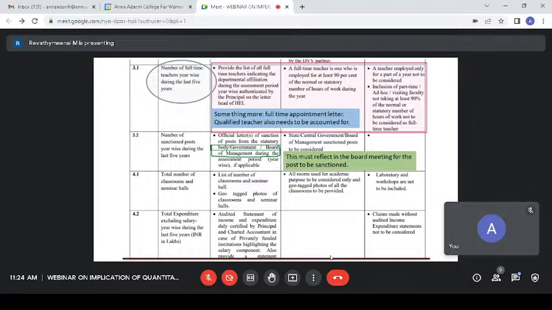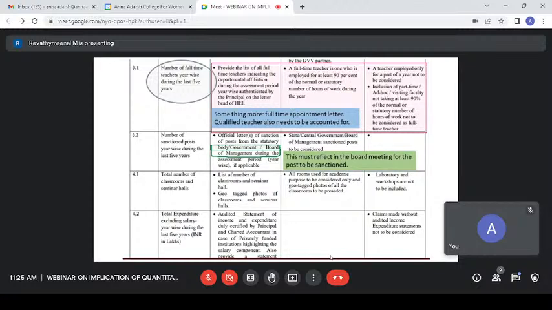It sees the full-time appointment letter. Second part, it also sees whether the teacher is qualified, whether the teacher is SET or not. Look at this now. This is not there in the SOP that has been mentioned over here. So SOP is saying if a teacher has taken 90% of the course, he is a full-time teacher.